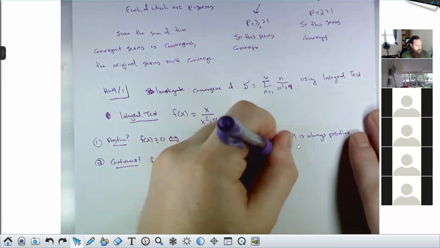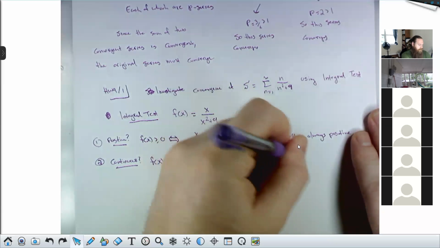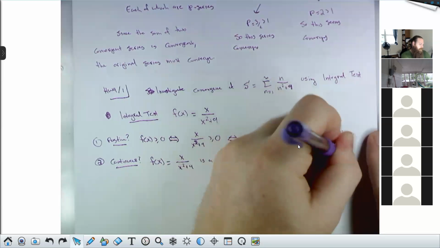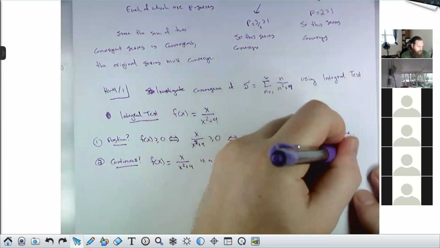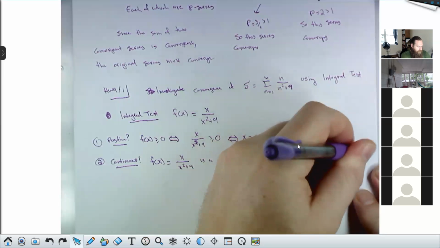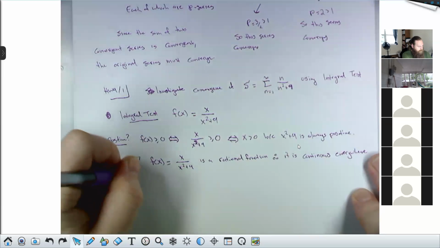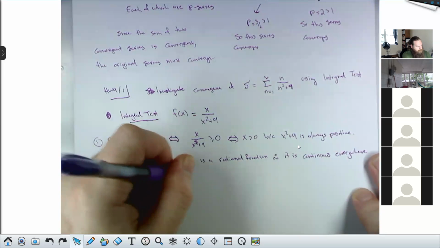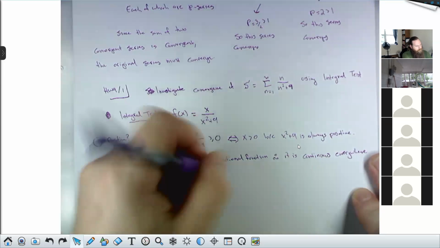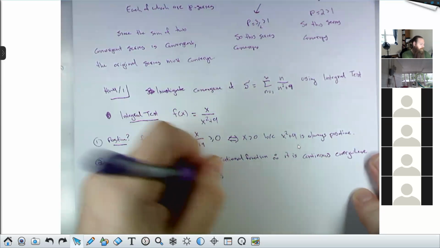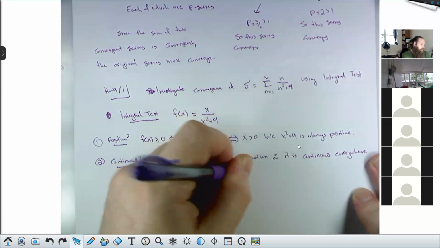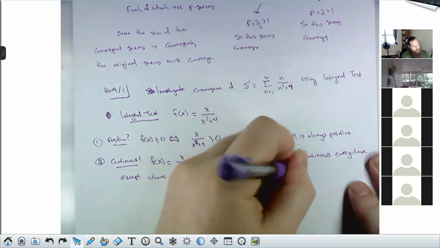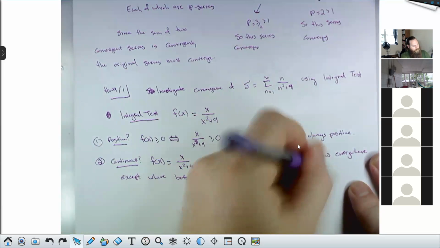Therefore, it is continuous everywhere except where the bottom is equal to 0. But the bottom equals 0 means x squared plus 9 equals 0, which has no real solutions.